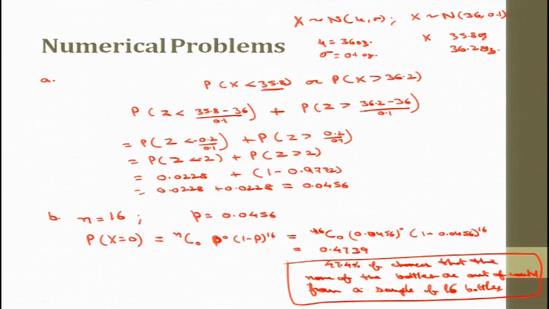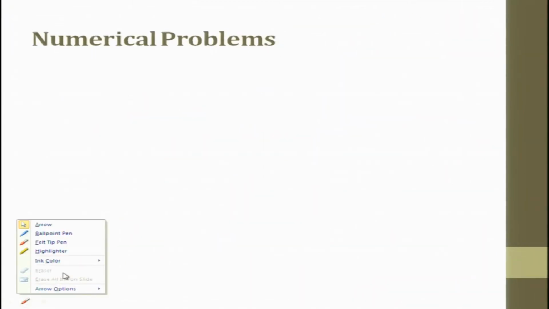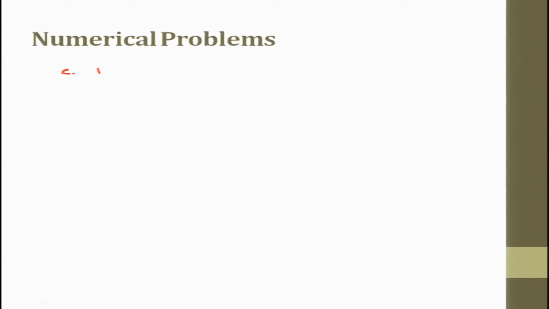Okay. Now, let us try to do part C. Part C is similar to part B, but the only difference is that he says the number of bottles out of control will be exactly 1. Now we need to find the probability for x exactly equal to 1. This is equal to nC1 p^1 (1 minus p)^(n minus 1).